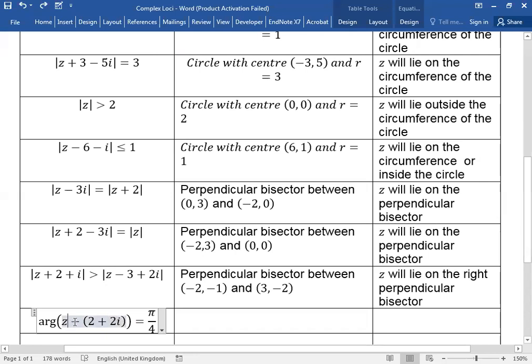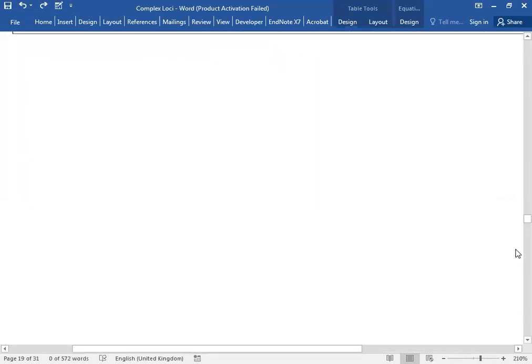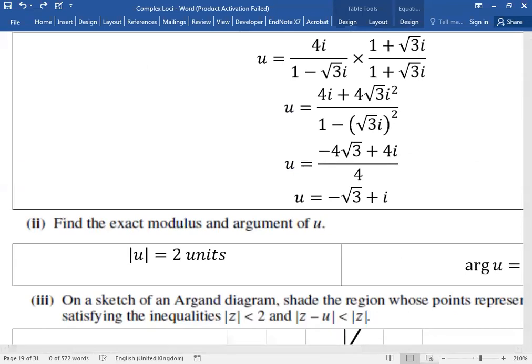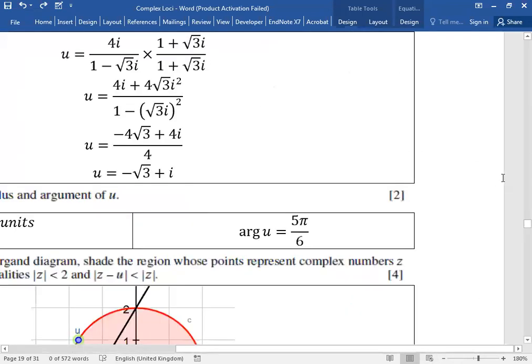I'm telling you argument of z minus 2 plus 2 iota is pi upon 4. So from this point, if I make a half line of pi by 4, z will lie anywhere on that line. Is this clear, class? We'll do more questions and then this will be clear. So don't worry about that. Okay.